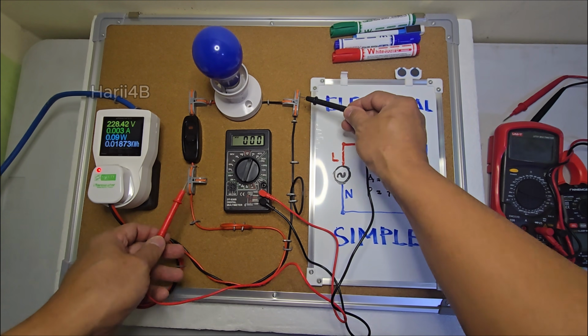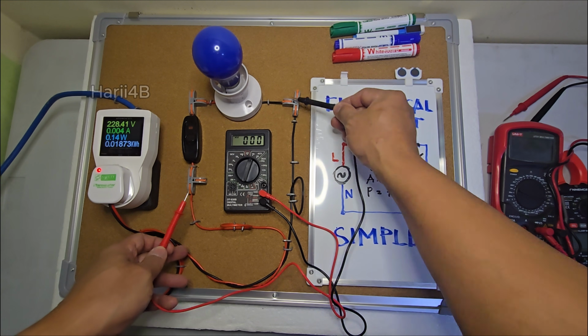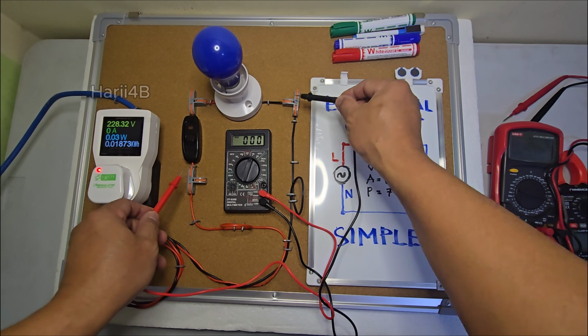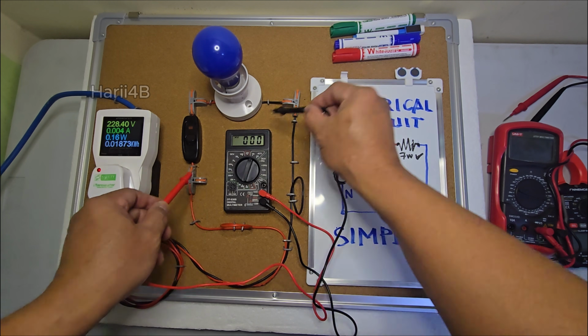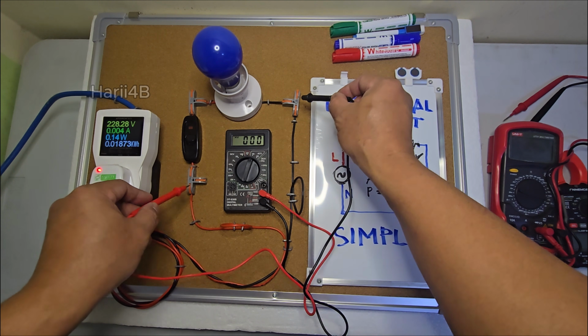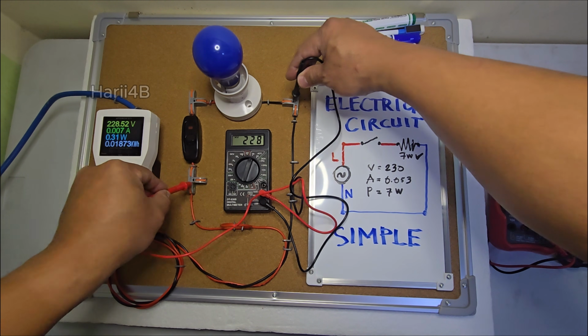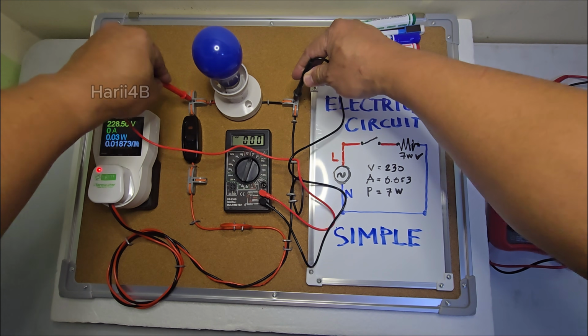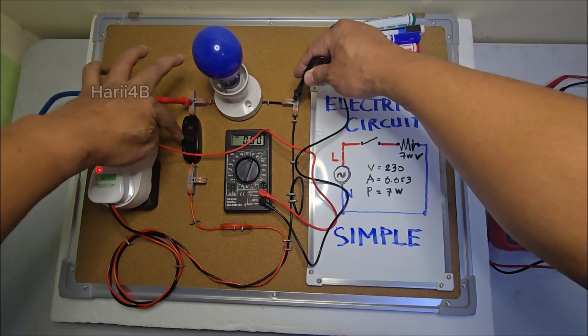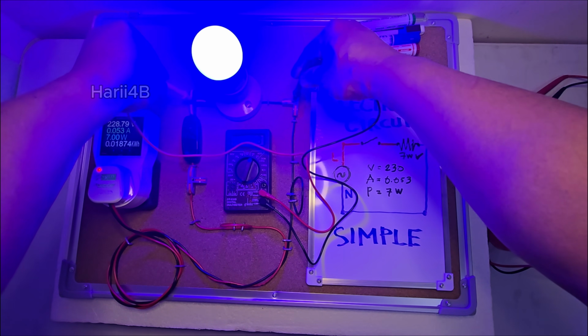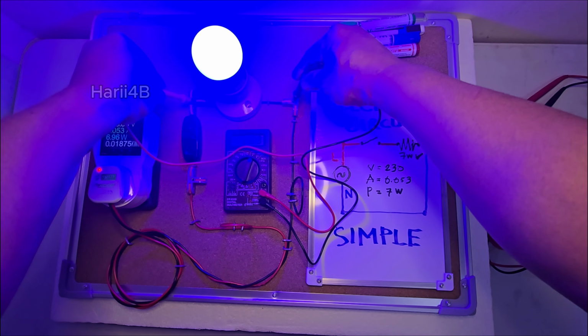Now if we test this node, which is a neutral node, and this node, which is a live node, we should be able to get a voltage reading because we are now connecting the live and the neutral. Let's see. How about this one? We test. We will not be getting any reading because the switch is still off. If we switch it on, we will be able to get the voltage reading. Yes, around 229 to 230 volts.